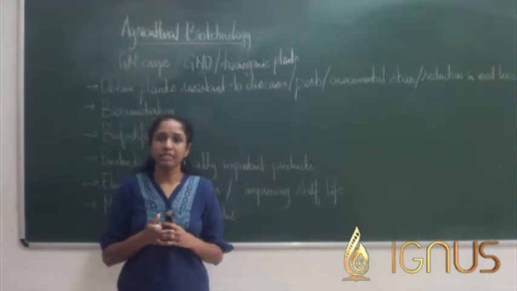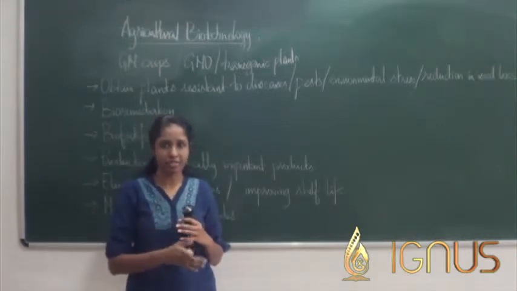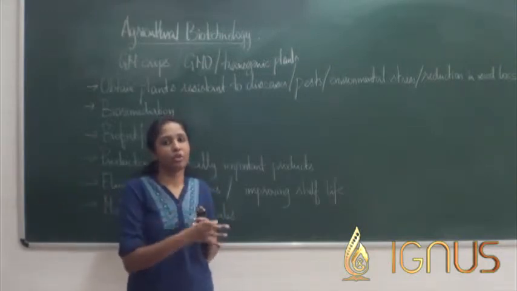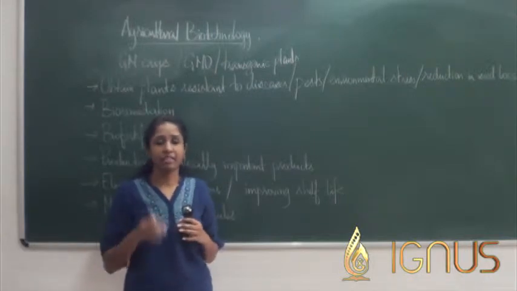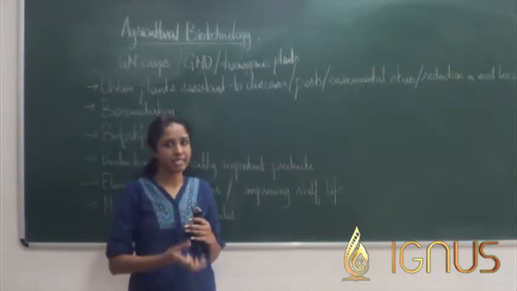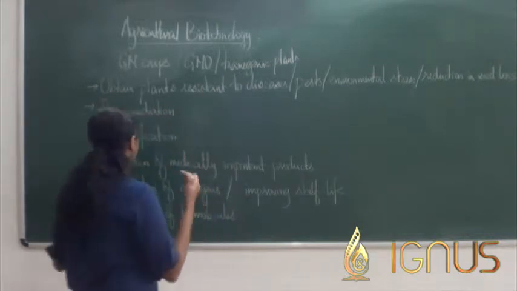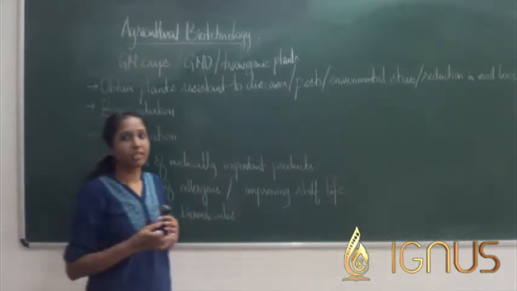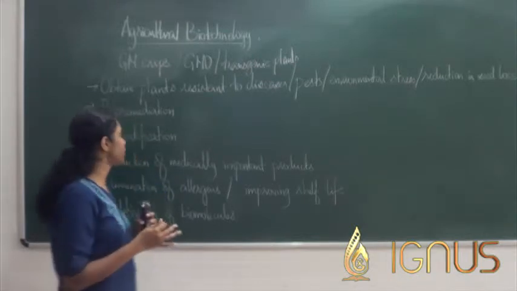Reduction in seed loss. Reduction in seed loss specifically happens when a crop is being harvested. After a crop has grown and you're harvesting the seed, like rice or wheat or anything, there is some amount of loss of the seed during the harvesting process. So a genetically modified crop can be programmed in such a way that the amount of seed loss occurring during harvesting will be reduced.